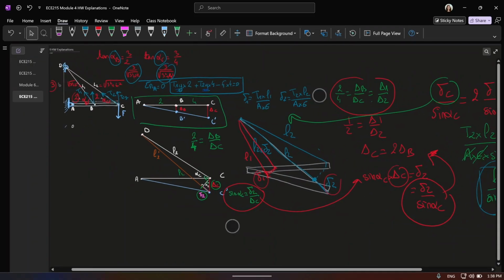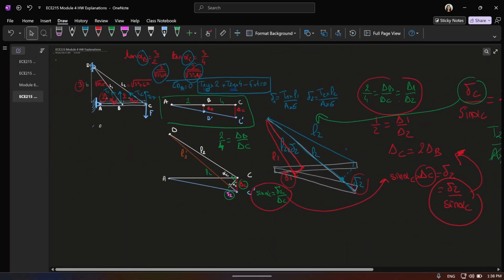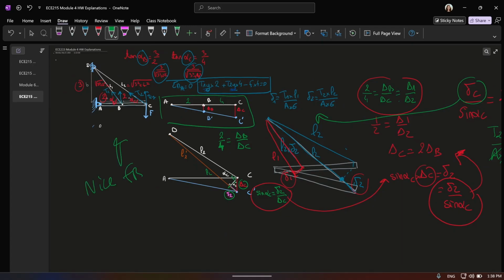I don't have a nice end picture because I kind of wrote everything there. Another piece of advice: make a nice free body diagram. If your free body diagram is not well made, you will have mistakes in the distances for the moment, which moment to use, and so on.